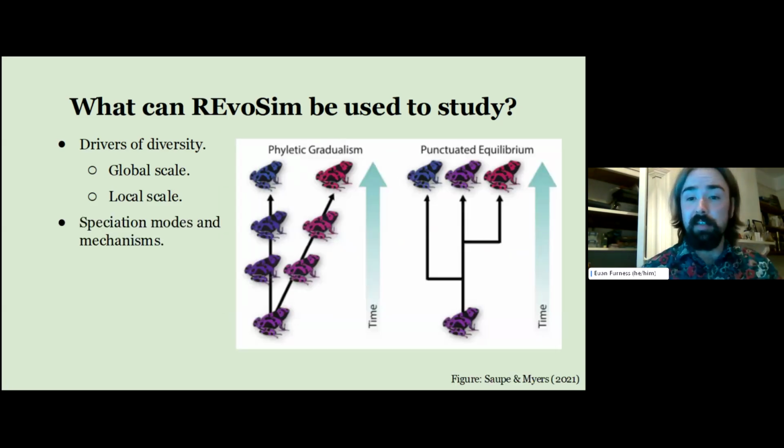Something that has been looked at a little bit, but I'm actually very interested to look at more in the future, is this idea of the speciation modes themselves. So within RevoSim, we can explicitly observe one species splitting into two, for example, which is not something that's particularly easy to do in the field or in the fossil record. And because we can observe that, we can observe how that species is changing through time as well. And so we can look at things like punctuated equilibrium. And that's, yeah, something that we're still working on, actually.